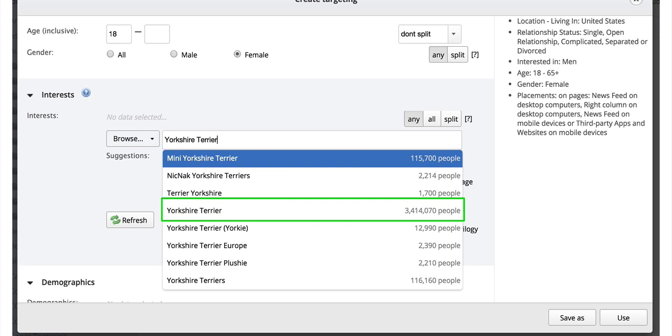That means 3.4 million people on Facebook, in one way or another, are associated with liking something to do with Yorkshire Terriers. Now that is a large audience. And by the way, this is just targeted in the United States, okay? 3.4 million people, okay?